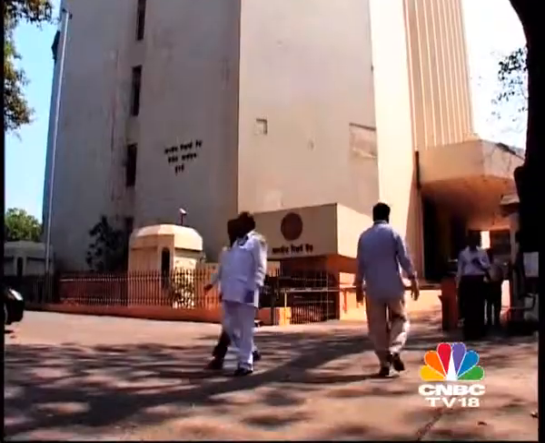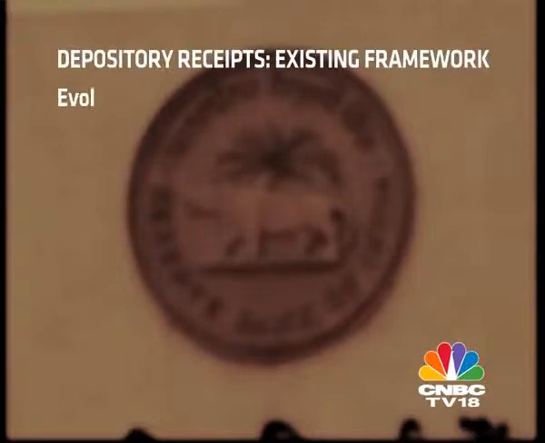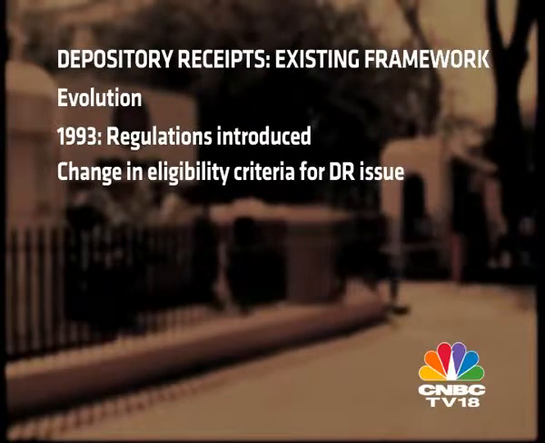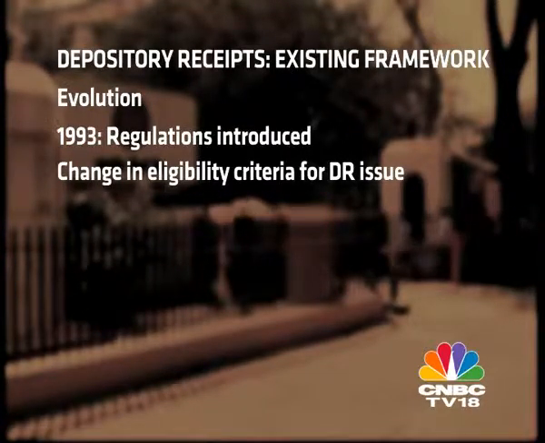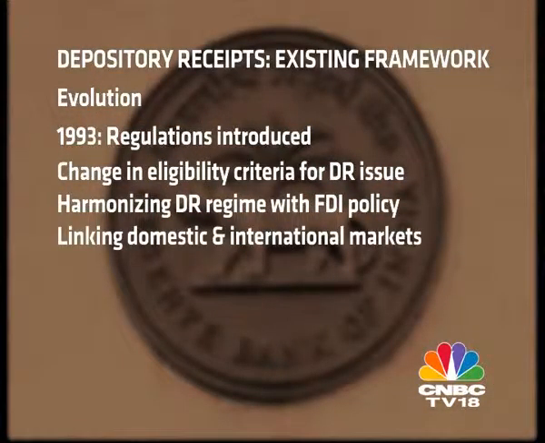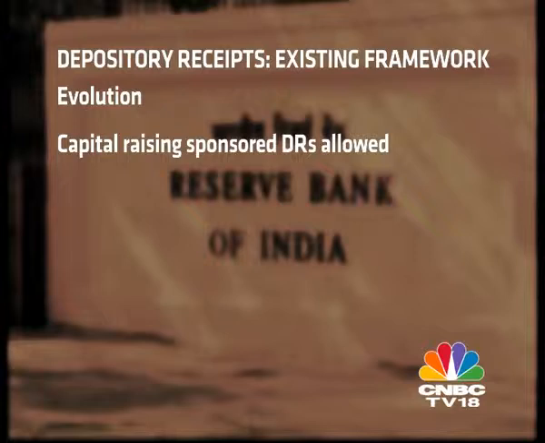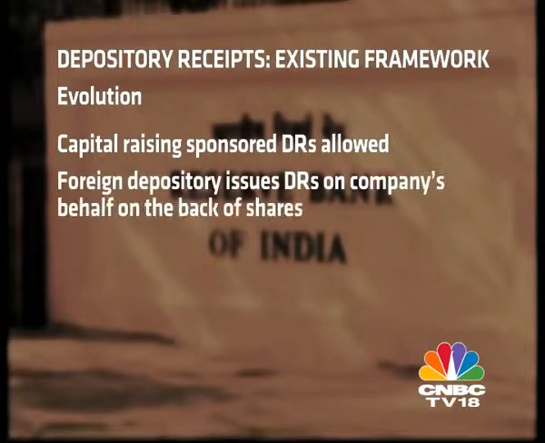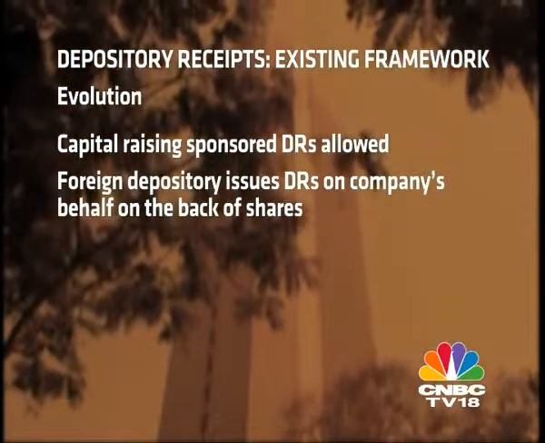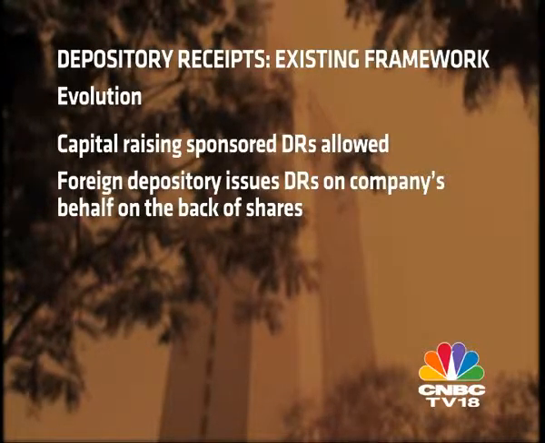RBI's Foreign Exchange Management Act is the governing framework for depository receipts, or DRs. The regulations were first introduced in 1993 and since then have evolved to expand or contract the pool of companies allowed to issue DRs, harmonized the DR regime with the FDI policy and developed links between international and domestic markets. The existing framework allows companies to do a capital raising sponsored DR issue. In a sponsored DR, an Indian issuer enters into an agreement with a foreign depository for creation or issue of DRs on the back of shares. In an unsponsored DR, the issuer is not involved.